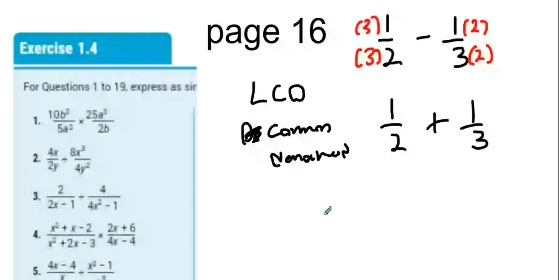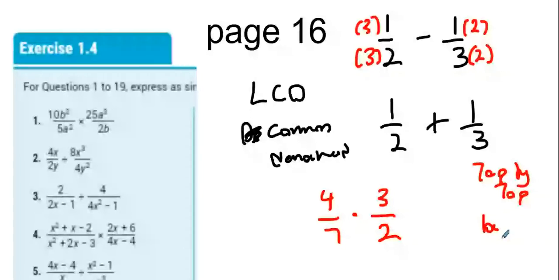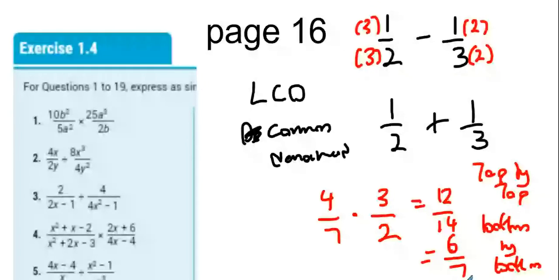Now, for multiplication, 4 sevens multiplied by 3 halves. It's very simple. It's top by top, bottom by bottom, every time. Everybody cool with that? Okay, so what would be the answer of that last one? 12 over 14. Could any number come out there? 6 over 7. Is that cool, you guys? Anything too crazy so far?